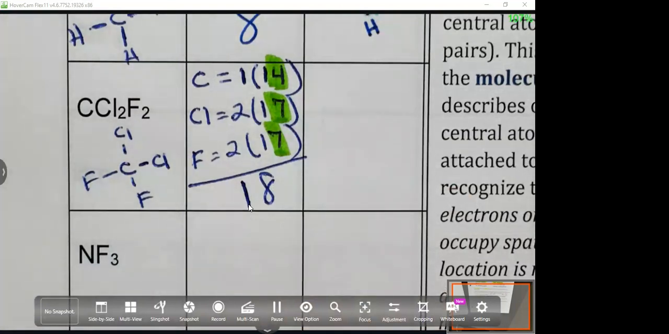So I'm going to go to my sheet to make sure I'm following this. So I'm going to grab another one here. All right.